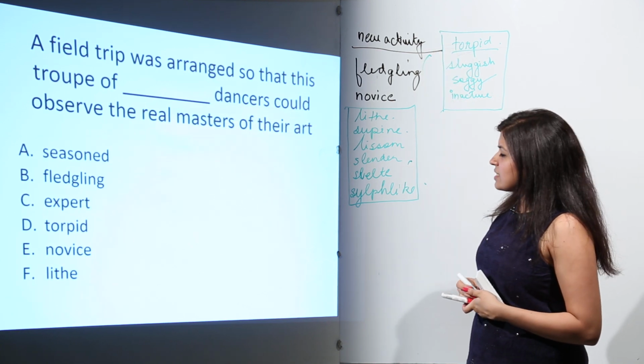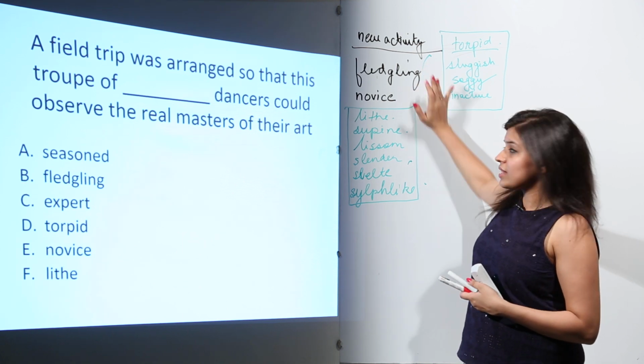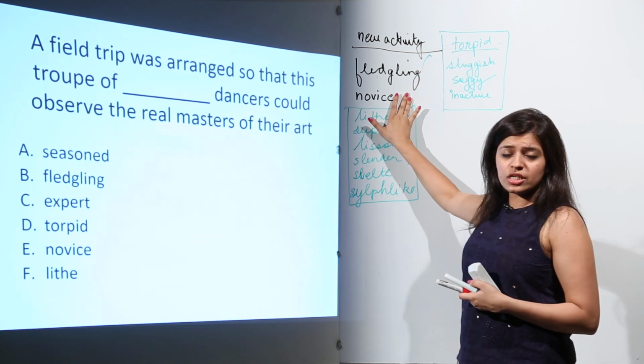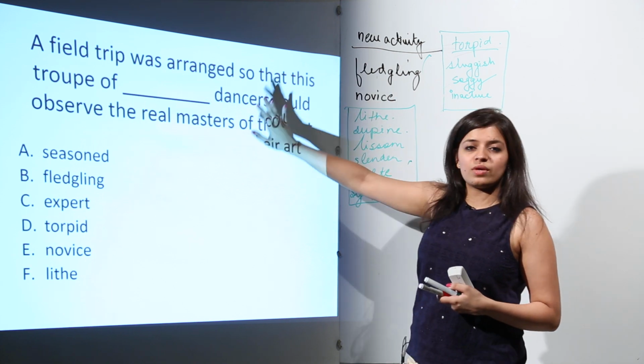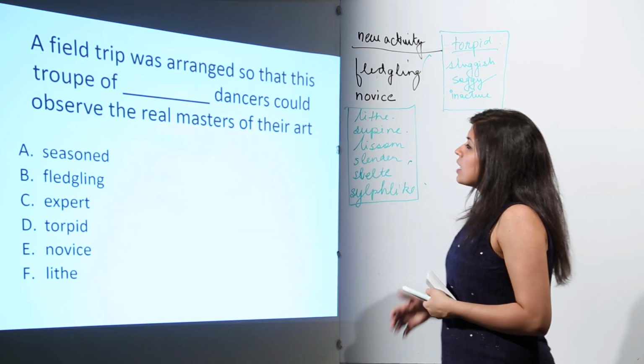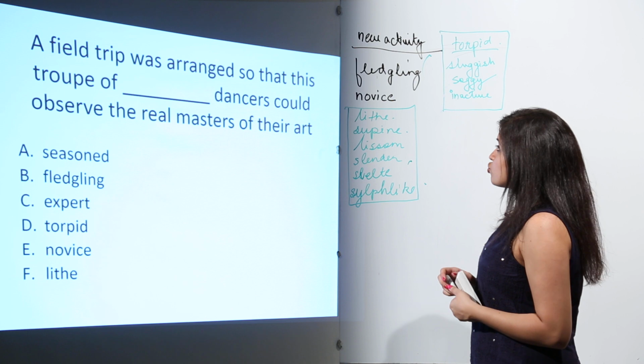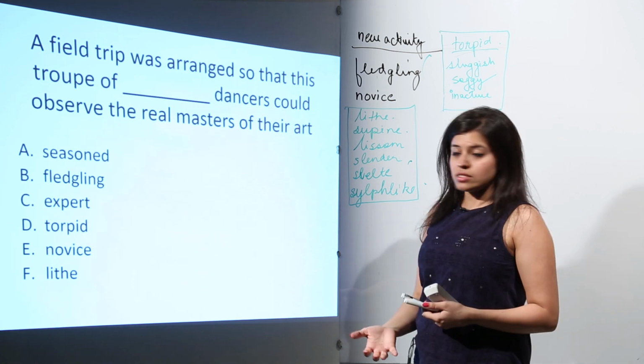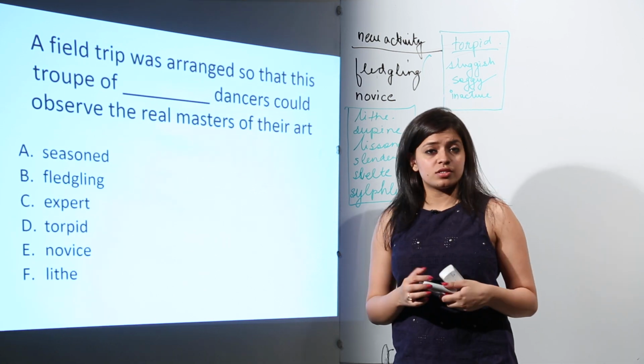Now we can easily say that we have only two options, that is fledgling and novice. Let's put these two words into the sentence and see whether they fit into the sentence or not. A field trip was arranged so that this troupe of fledgling or novice dancers could observe the real masters of their art.